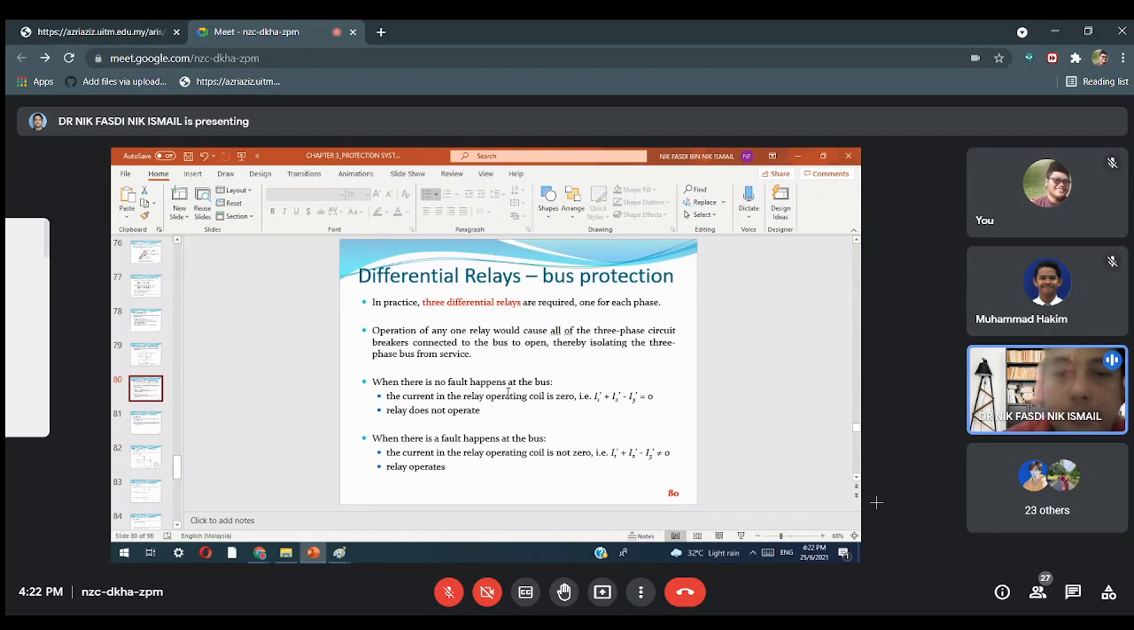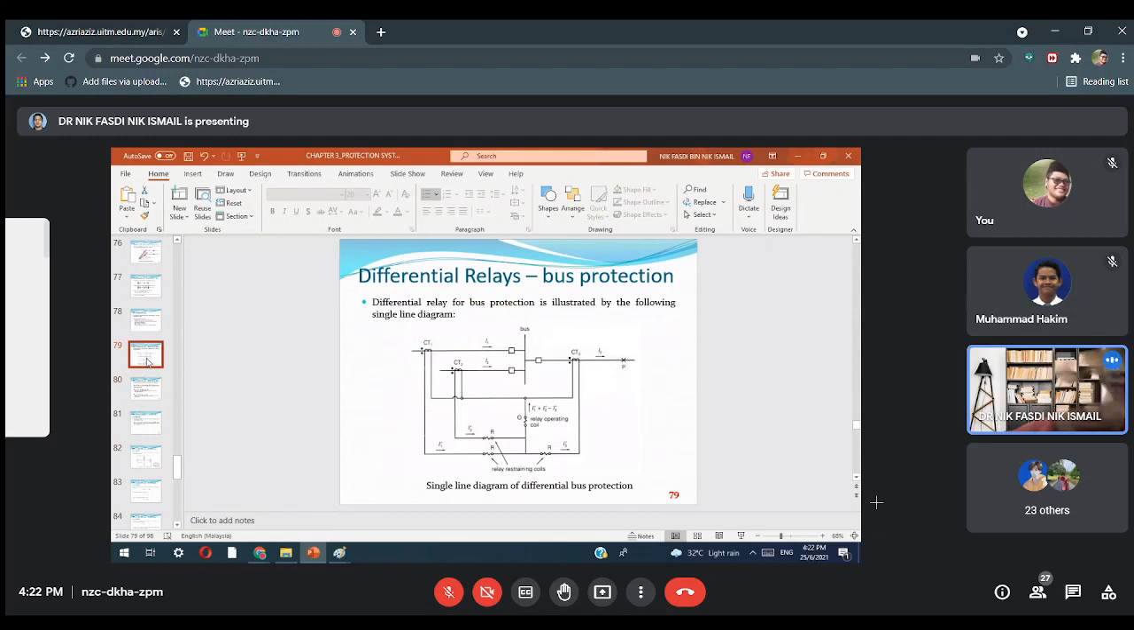When there is no fault at the bus, the current in the relay operating coil is practically zero. As I said earlier, the relay doesn't operate. Whenever a fault happens at the bus, the relay operates, whenever this calculation is not equivalent to 0. The same concept applies for the transformer, or to protect the system.